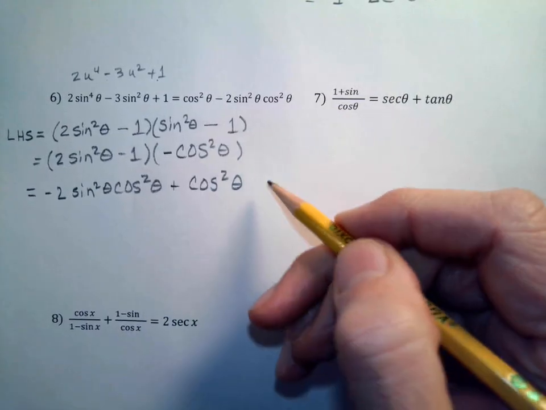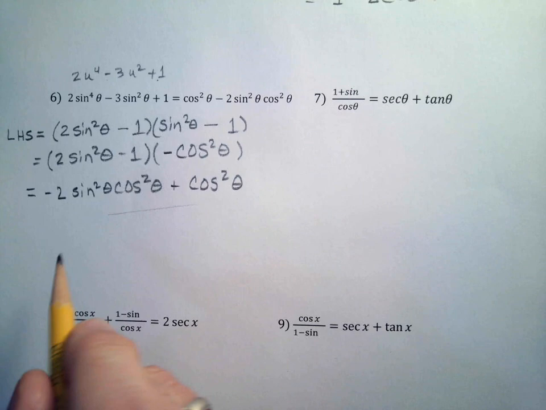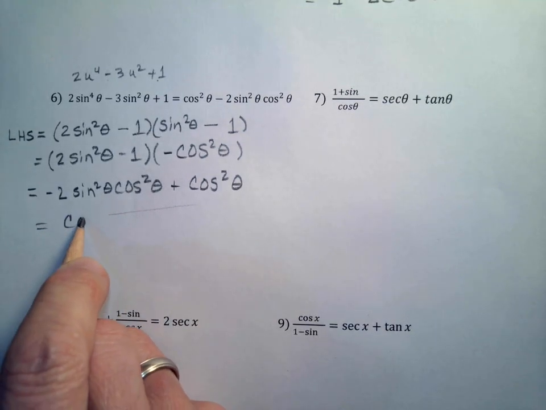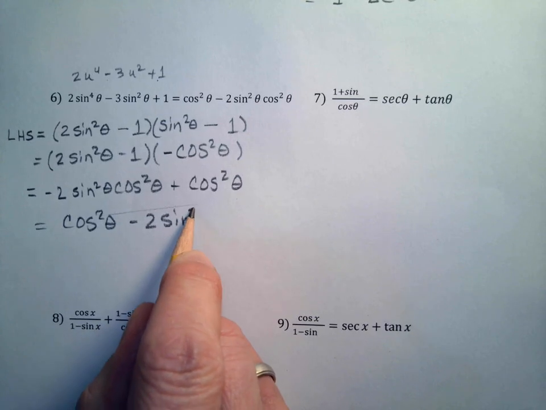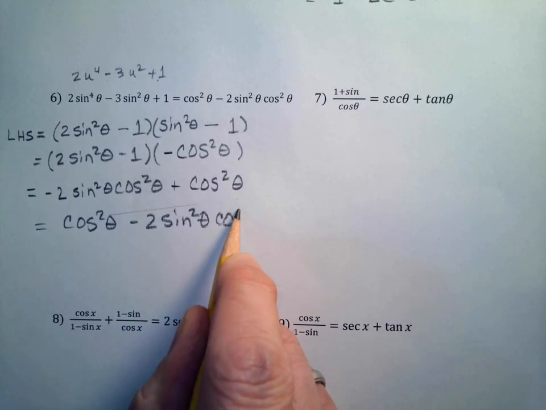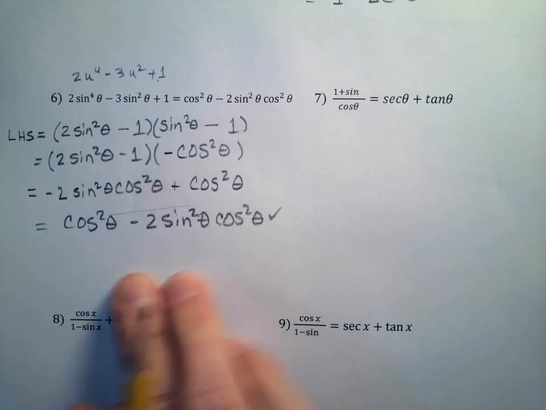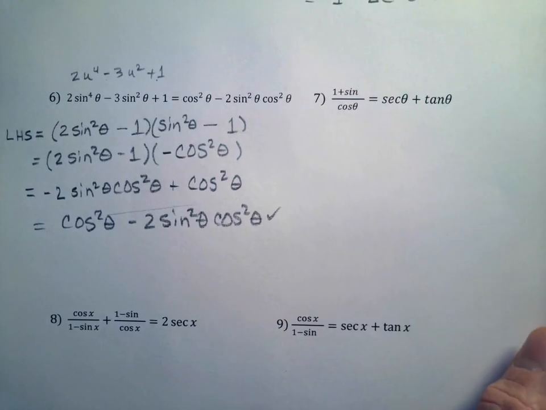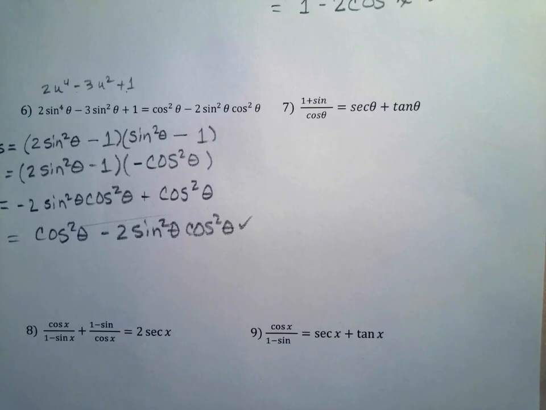And you could stop at that point, but you could see that that's the same as this. Right? We could, if you wanted to, rewrite it cosine squared theta minus 2 sine squared theta cosine squared theta, but sure enough, that's the same thing. Okay? All right, next one. Number 7. So again, pause the video, try that one.